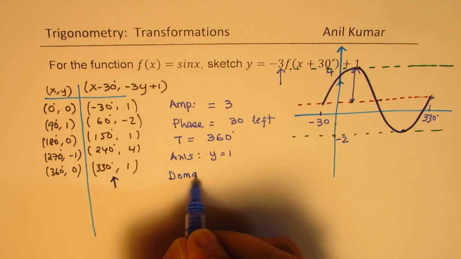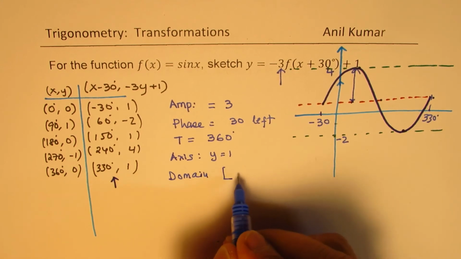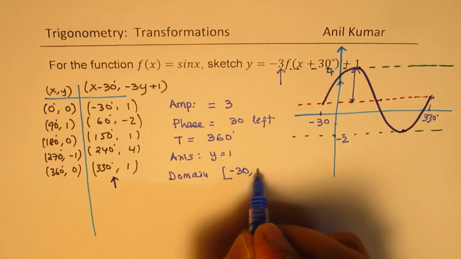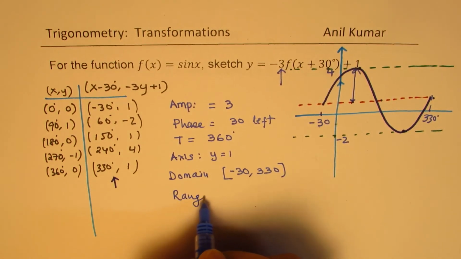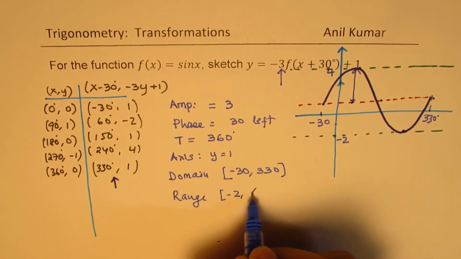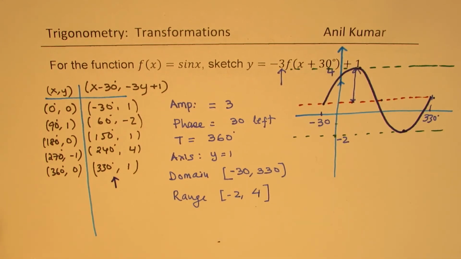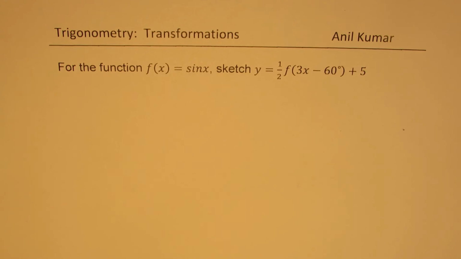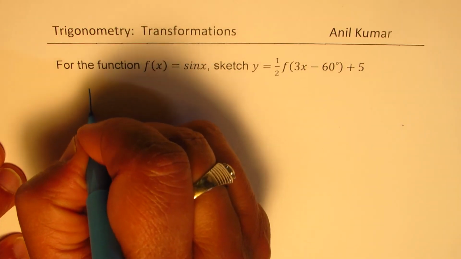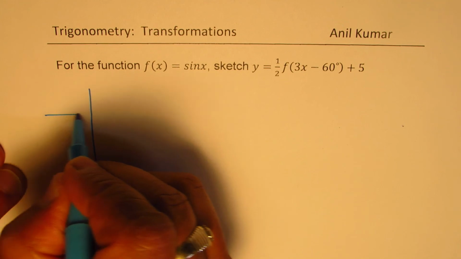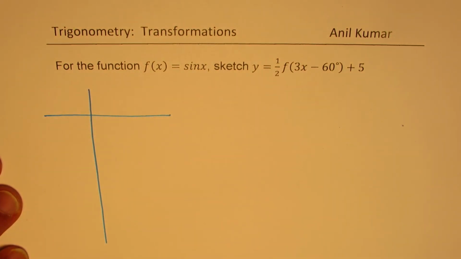Domain for one wave, right? So domain for one wave is from minus 30 to 330. And the range is from a value of negative 2 to 4. Is that clear to you? So that is how you're going to get your answer. So I hope it has become easy, right? The last question here is for you to do. It combines everything in itself, right? So you can actually pause the video, answer this question, and here is a quick solution to the same.